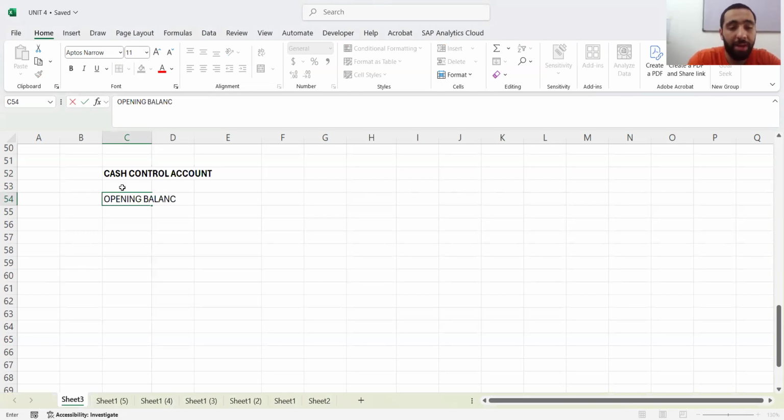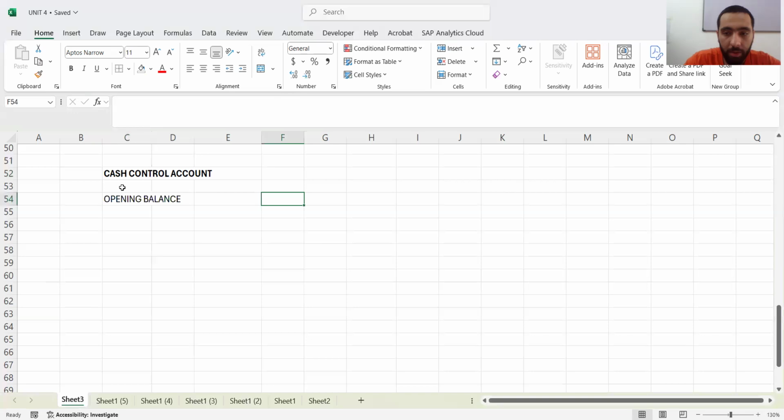opening balance. How much is the opening balance? Can someone please tell me how much is the opening balance? In the question they have given what the opening balance is. Can someone please tell me? Waiting. Does anyone know how much is the opening balance?